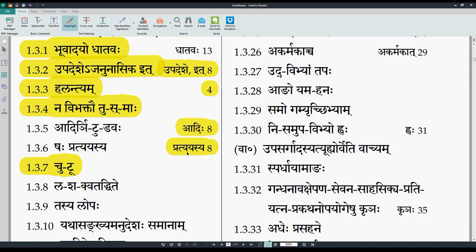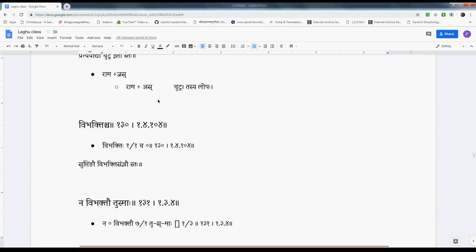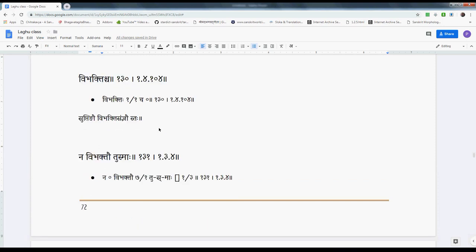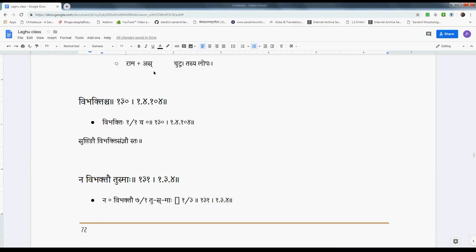Hal by Hal, what would have happened? See, us, this Suojas: Jakara went away as an It letter and tasya lopa by what sutra? By chutu. Now, this Us Sakara is Hal or not? It is Hal. And is it an antya Hal? Yes. No other condition needed. Upadeshe, Janunasika It, Halantyam It, Upadeshe, Halantyam It, antya Hal It bhavati. Sakara ante vartate. So it will become an It letter. Then you will get what?